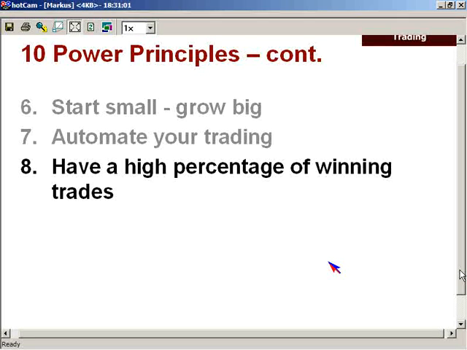Okay. 8. Have a high percentage of winning trades, especially if you are rather new to trading. Why is it important to have a high winning percentage of trades? And again, should be about 50%, and preferably if you're new to trading and you get started, you might want to start with a trend fading system where you have a winning percentage between 65 and 80%. Why is that important? Well, it's good for our ego, and it's good for our discipline.